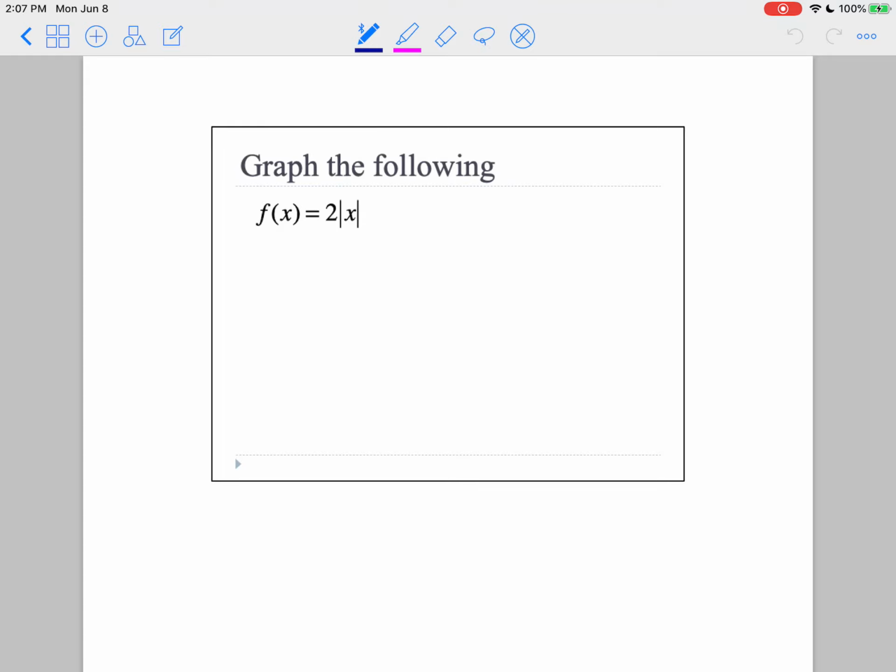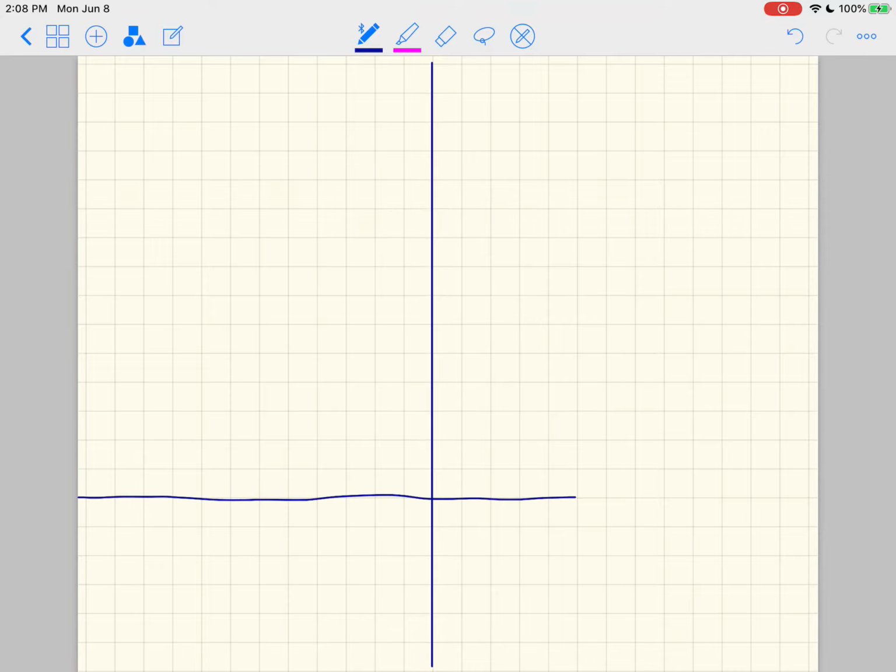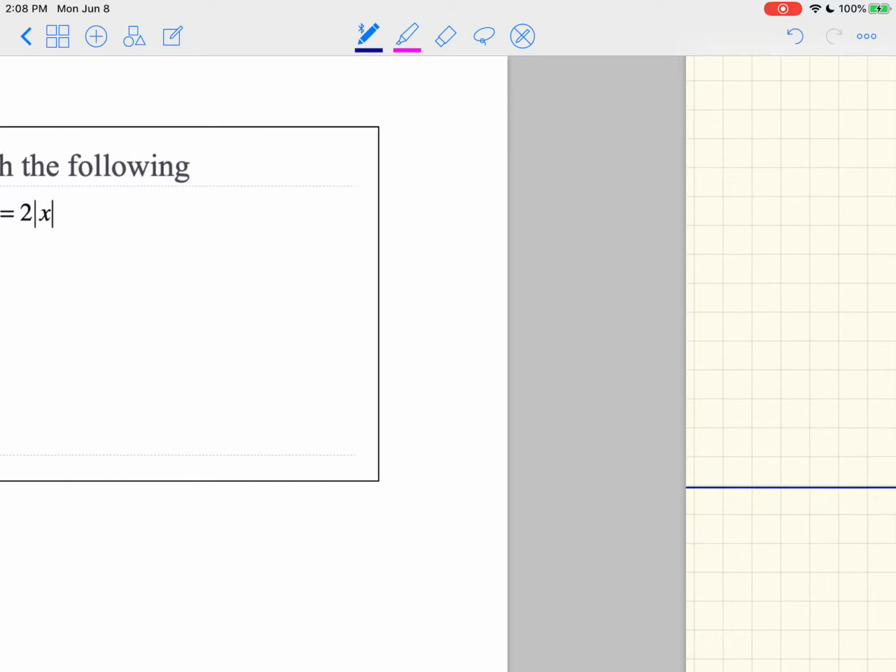So, for instance, if we have something like f of x equals 2 times the absolute value of x, let's graph this and see how things change. Now, we haven't done an absolute value of x graph yet, so I'm going to graph the parent function first, and then we'll talk about what the 2 does to affect that.